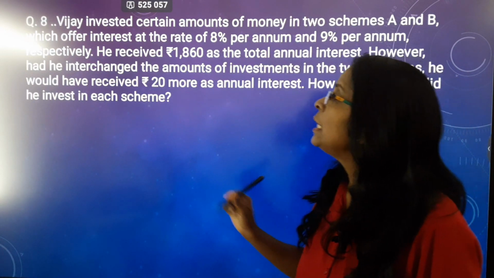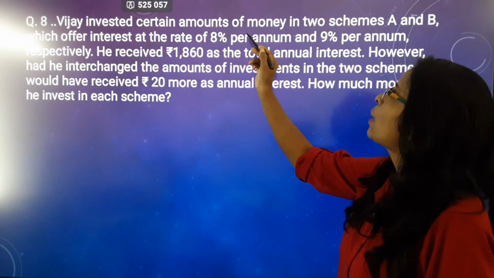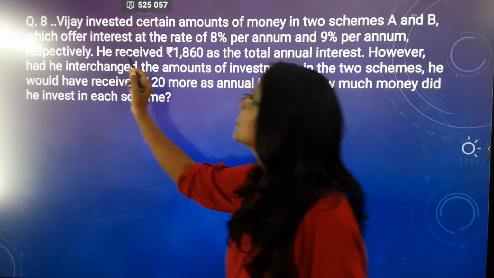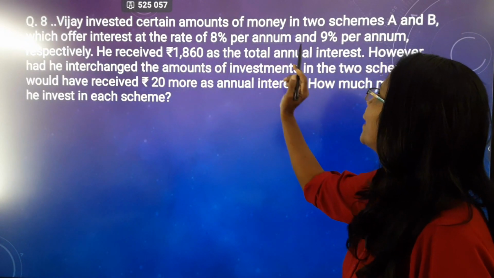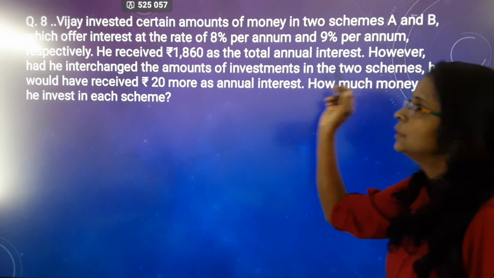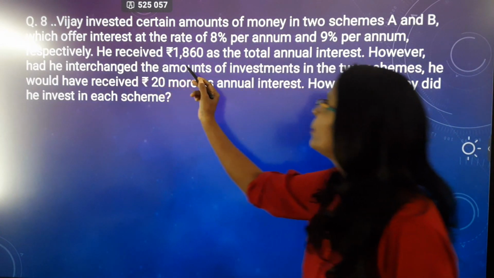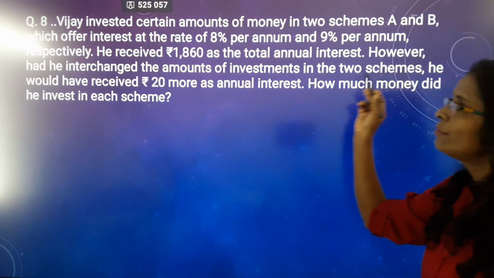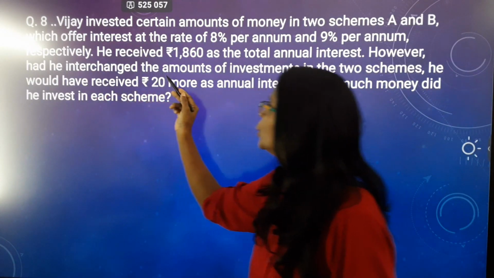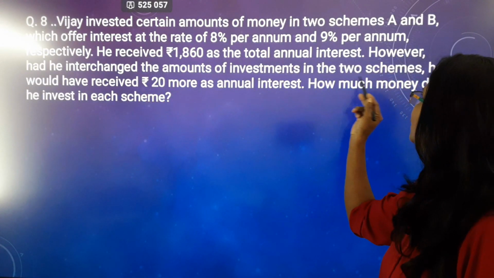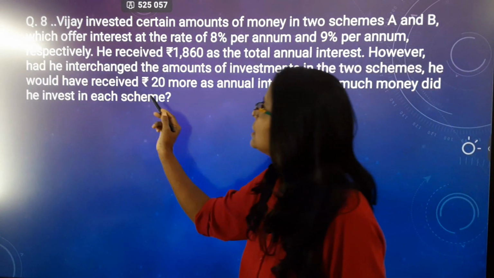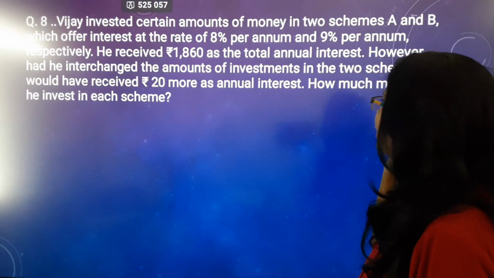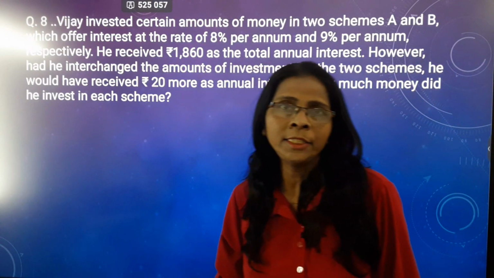Students, the 81 example. Vijay invested certain amounts of money in two schemes A and B, which offer interest at the rate of 8% per annum and 9% per annum, respectively. He received rupees 1860 as the total annual interest. However, had he interchanged the amounts of investment in the two schemes, he would have received rupees 20 more as annual interest. How much money did he invest in each scheme?